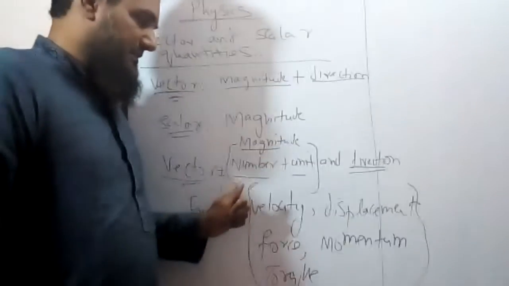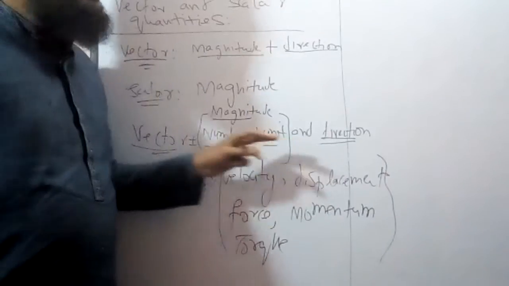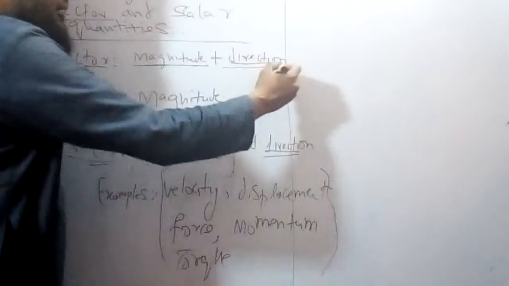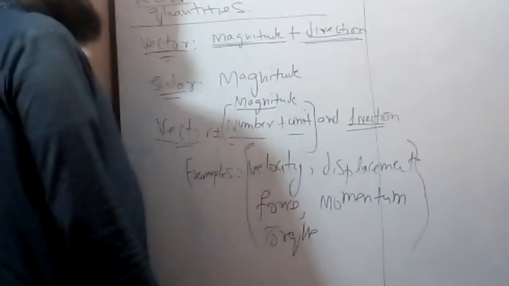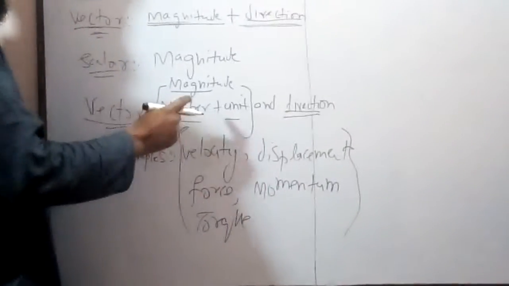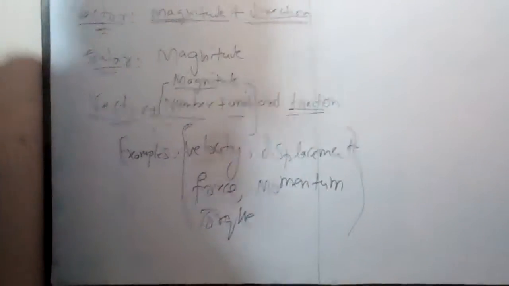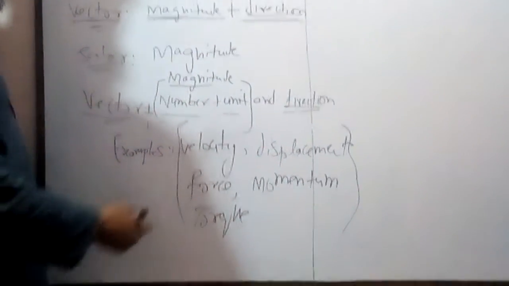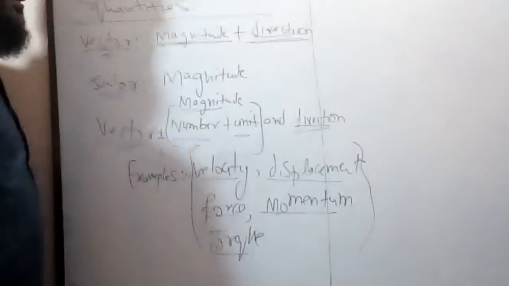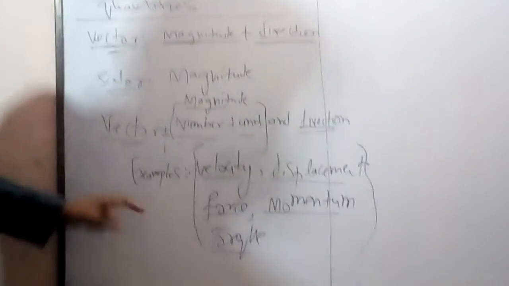These quantities are represented by magnitude and direction. When we talk about vector quantity, it means quantities which are represented by magnitude and direction, or the sum of the magnitude and direction. When we break magnitude we get number and unit, which means vector quantity consists of number, unit and direction. Some examples of vector quantities: velocity, displacement, force, momentum and torque.